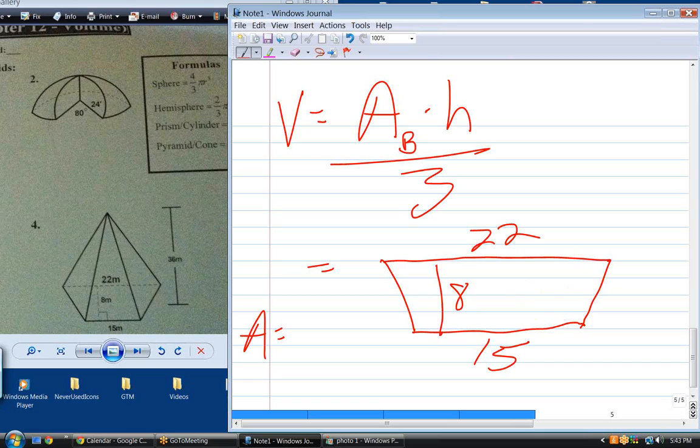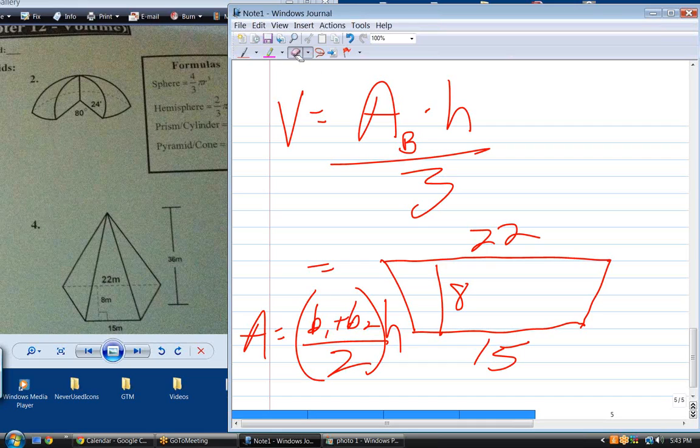What's the general formula for the area of a trapezoid? Base 1 plus base 2 times height. It's the average base times height. And you get the average base by adding the two bases and dividing by 2. In fact, I like to memorize the area of a trapezoid as the average base times the height. It's easier that way. And you get the average base by adding the two bases and dividing by 2.